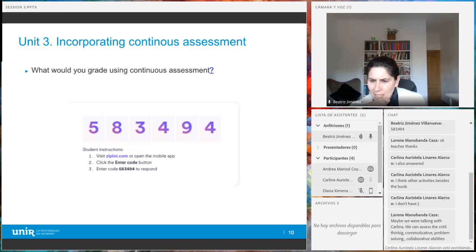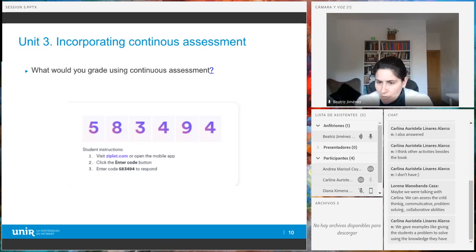Maybe we can assess the critical thinking. Very good. Problem solving, collaborative abilities. Okay, very good, Lorena. Yes, yes, very good ideas. All those things that you're mentioning seem to be part of the daily performance of the students, right? Giving the students a problem to solve using the knowledge they have. Very good. Okay, very good.